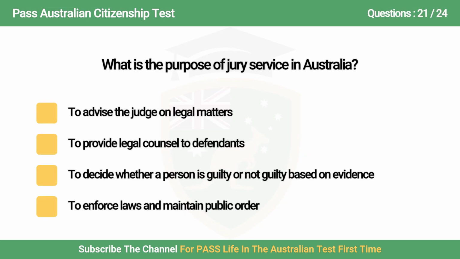What is the purpose of jury service in Australia? A. To advise the judge on legal matters. B. To provide legal counsel to defendants. C. To decide whether a person is guilty or not guilty based on evidence. D. To enforce laws and maintain public order.